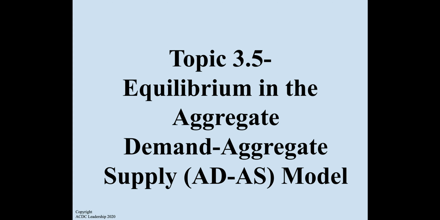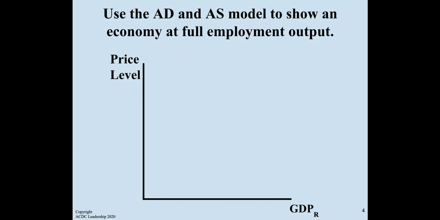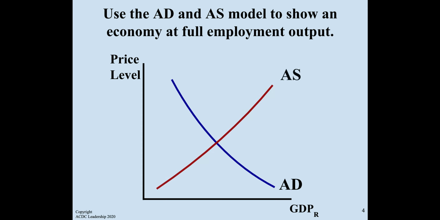Today we're going to talk about topic 3.5, equilibrium in the aggregate demand, aggregate supply model. When we put together aggregate demand and aggregate supply, it looks similar to demand and supply. If we use the aggregate demand, aggregate supply model to show an economy at full employment output, this will help us understand the relationship. So we have the downward sloping aggregate demand curve and the upward sloping aggregate supply curve.